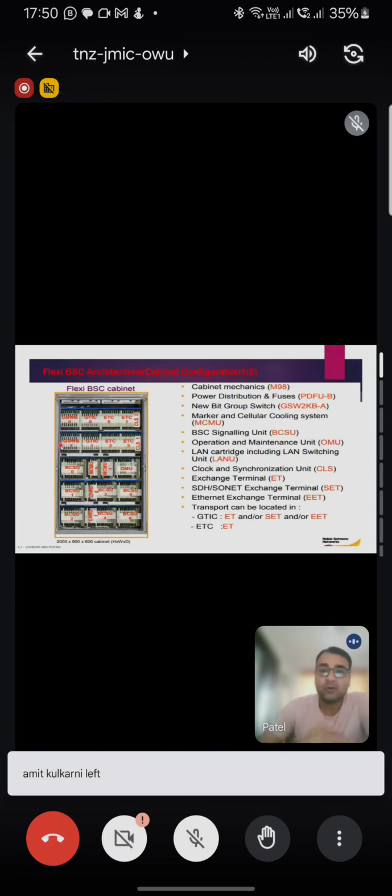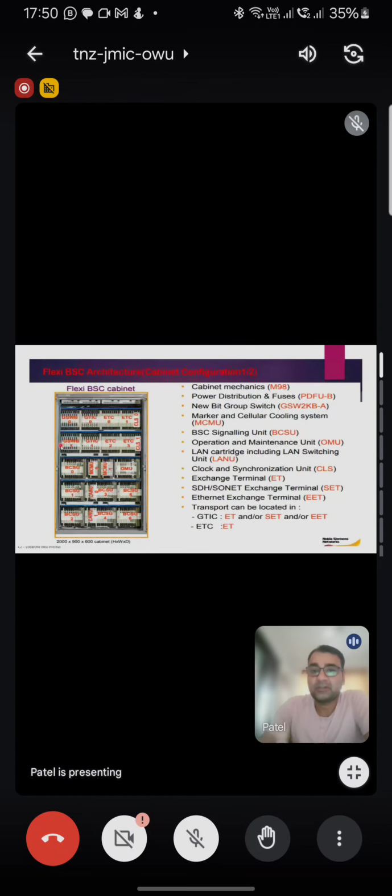Overall, the number of cards and units is almost the same because the BSC is the same. Only the generation and some enhancements or amendments have been done in the next generation, to carry more traffic, to be more efficient and power saving, everything. So I'm not going much more in depth. Just start with the cards. Okay, so here is the cabinet.